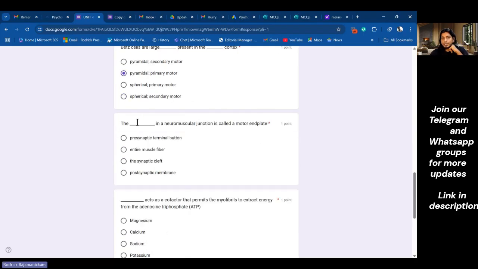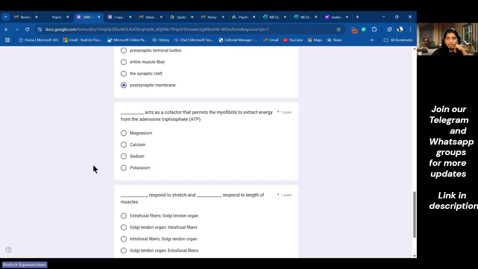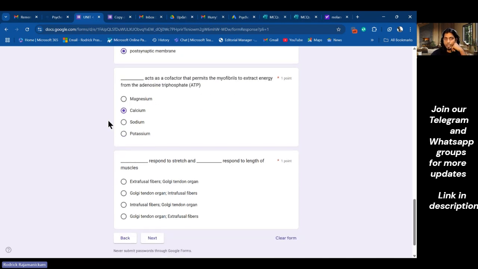Right? So the neuromuscular junction is called the motor end plate. It's the postsynaptic membrane. It's a motor end plate. Dash acts as cofactor that permits myofibrils to extract energy from ATP. It's calcium, not just in exocytosis. Calcium is also involved in making ATP available as an energy source. Okay. Yeah, we have the last question.